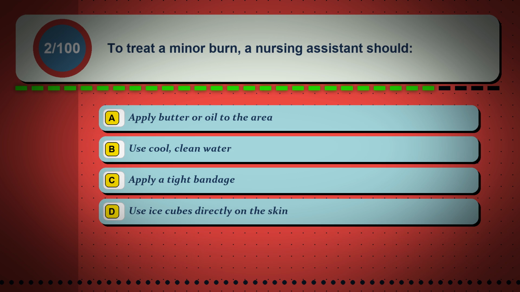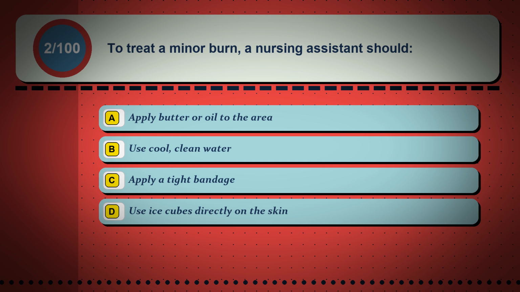Question 2. To treat a minor burn, a nursing assistant should: Option A. Apply butter or oil to the area. Option B. Use cool, clean water. Option C. Apply a tight bandage. Option D. Use ice cubes directly on the skin.